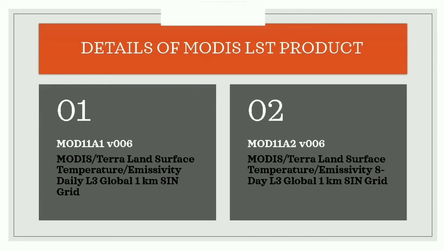So when it is Terra, that means it is daytime land surface temperature. So Terra land surface temperature is daytime surface temperature and emissivity, and they are giving daily L3 global 1 kilometer resolution, that is a 1 kilometer by 1 kilometer grid. So globally they are giving daily temperature. Now the second product, MODIS 11A2, is also Terra land surface temperature, but it is giving every 8 days. Here it is every 1 day, here it is every 8 days.